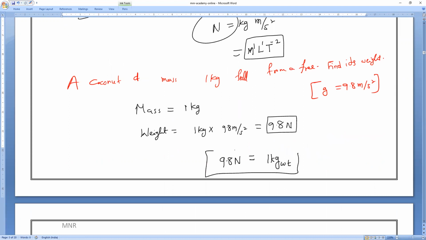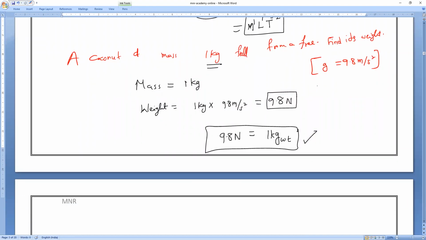Am I right, everybody? Yes or no? If the same question comes for an MCQ, they won't give you in newtons. They will give you in kilogram weight. So by that time, you should convert the newtons into kilogram weight. Understand or not? So the answer is 1 kilogram weight, or we can say 1 kilogram force also, kgf. Okay, guys. Understand?